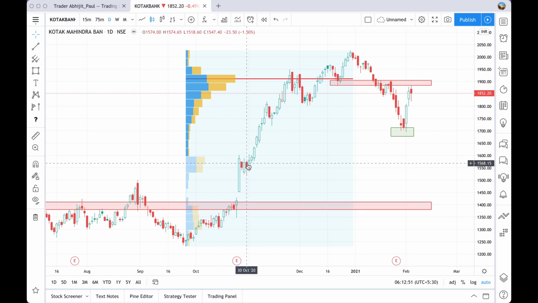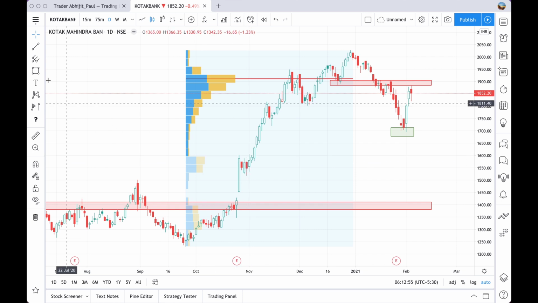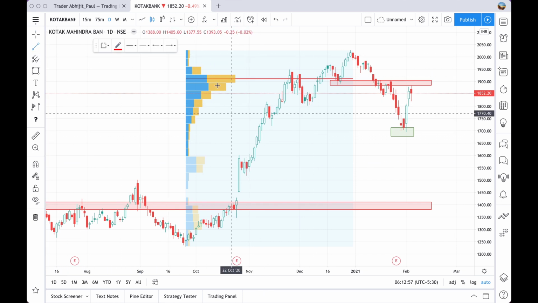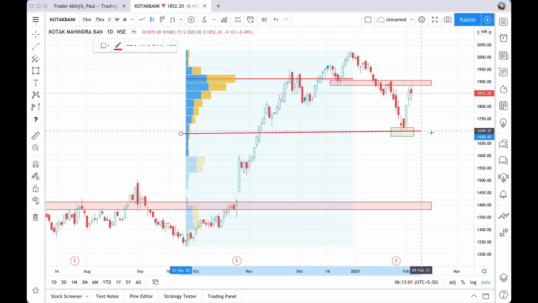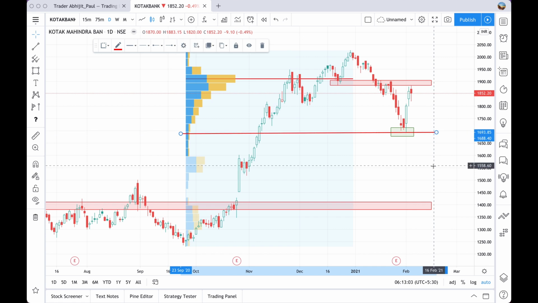Now, the objective of showing you this is, it would have been great if you had found a larger volume bar or a point of control somewhere here. What I mean is, if a point of control or higher volumes confluence with your anticipated support, that support becomes stronger.